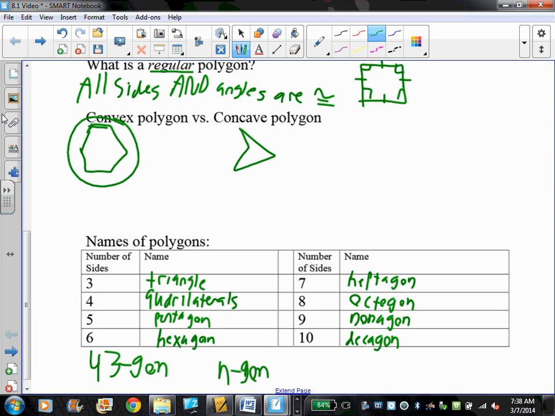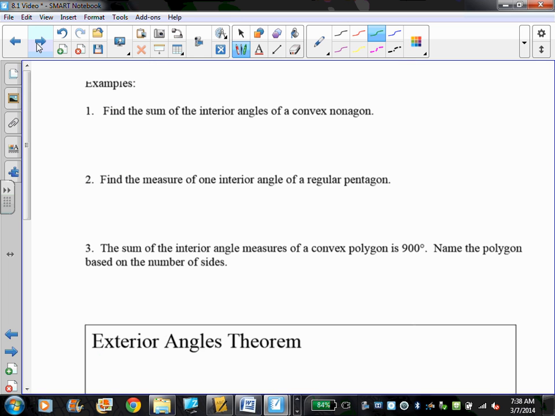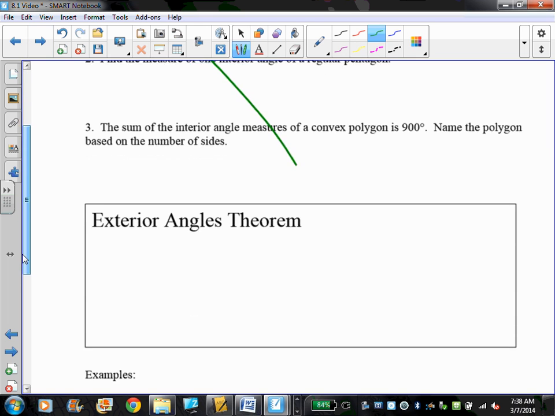All right, next side of the page. We're going to skip these examples for now. You're going to have a different video for examples, so let's go straight to the exterior angles theorem.